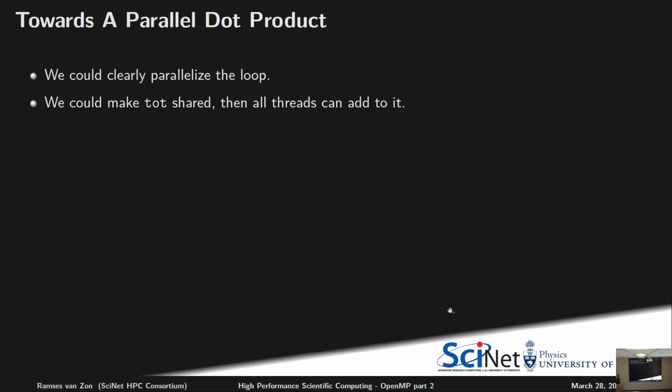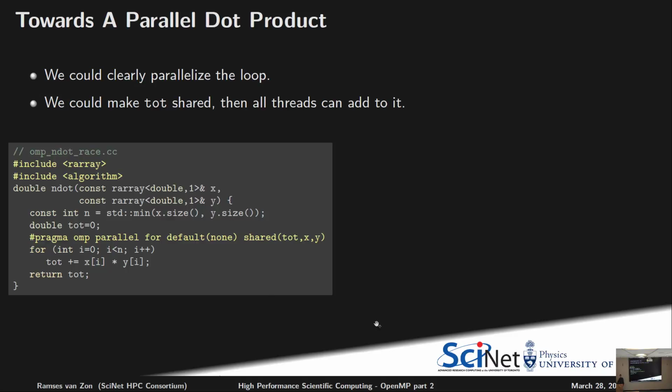Now, we want to parallelize this. Seems unnecessary because it's quick, but we will do it anyway. What we could do is parallelize that loop. So just do pragma OMP parallel in front of the for loop, which will divide up, if you remember, the iterations, the I values, in blocks between the different threads.